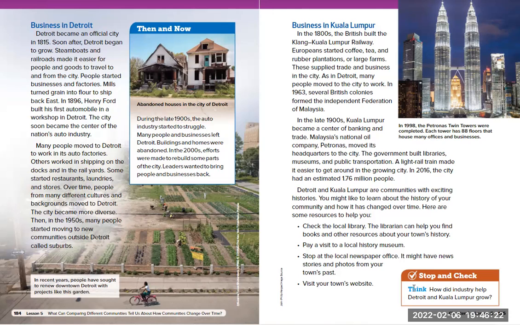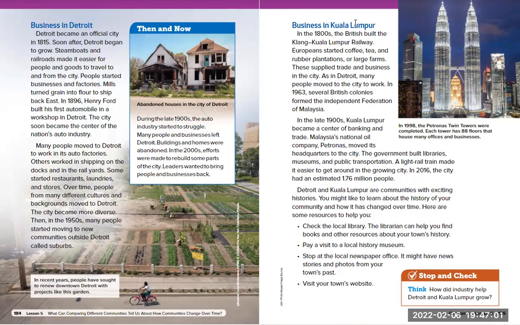And then, yes, stop and check to answer this question. How did industry help Detroit and Kuala Lumpur grow? We already know that business in Detroit is both of these pages about business. In Detroit, it was talking about how Detroit had a lot of business in the beginning, but then later it started losing business, which is why they started having the abandoned houses. And even in the middle, right here, it talks about what they started building: restaurants, rail yards, shipping companies, auto factories, and that's all within Detroit.